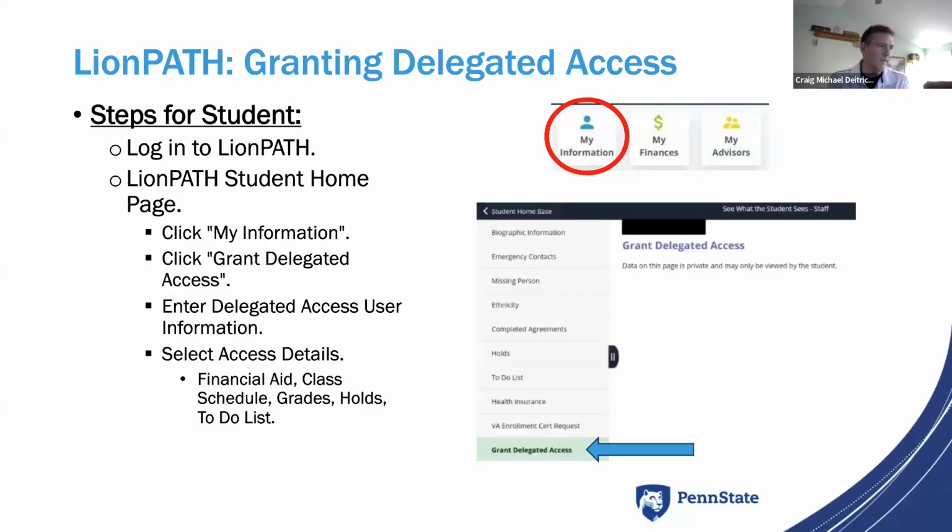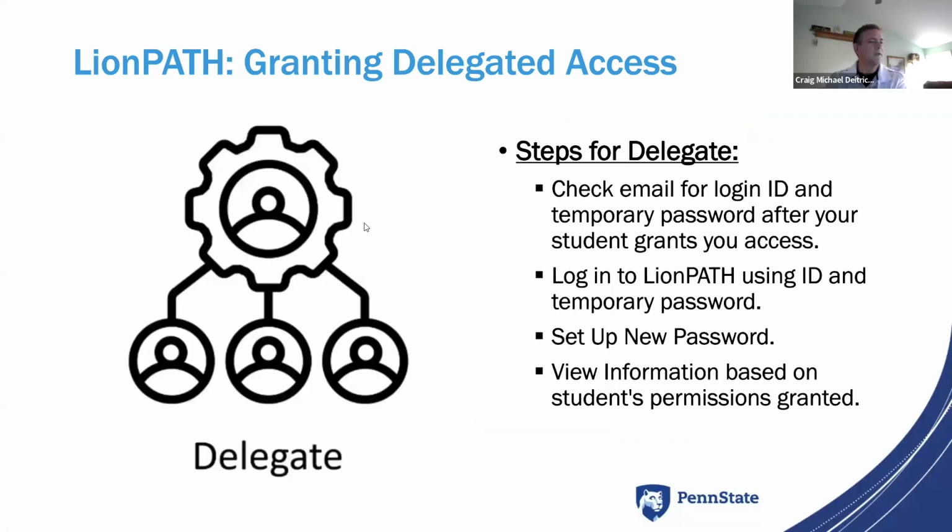There's 5 different sections. You can give them access to see your financial aid, your class schedule, grades, holds, and your to-do list. You can give them access to all 5 items, or you can pick and choose which ones you want them to be able to see. Once you go through and input the information with the name and the email address, then it'll send an email invitation to the delegate.